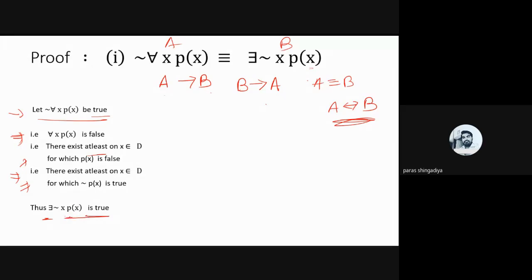तो ही हमें प्रूव करना था. What is the formation of B? There exists x negation px is a true. वो हमें प्रूव करना था बेस्ड ऑन द रिजल्ट A. अगर A ट्रू है तो B भी ट्रू है. ठीक है. If part A is true then second part is also true.